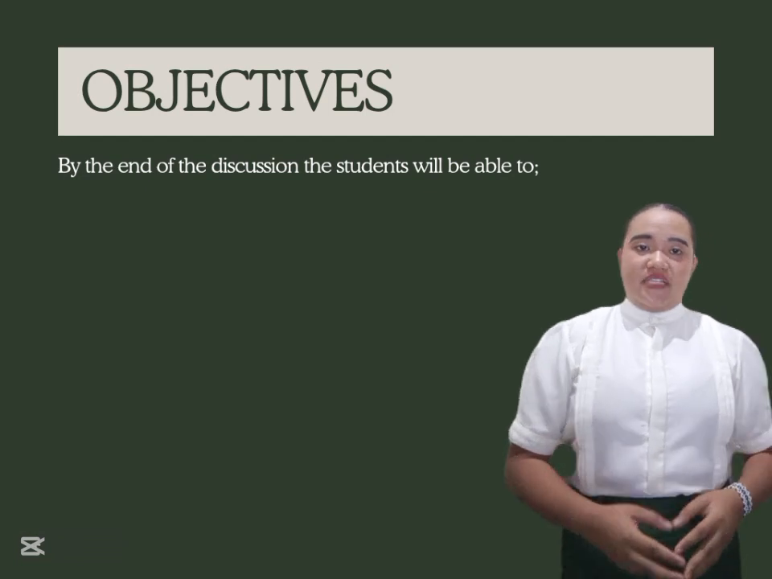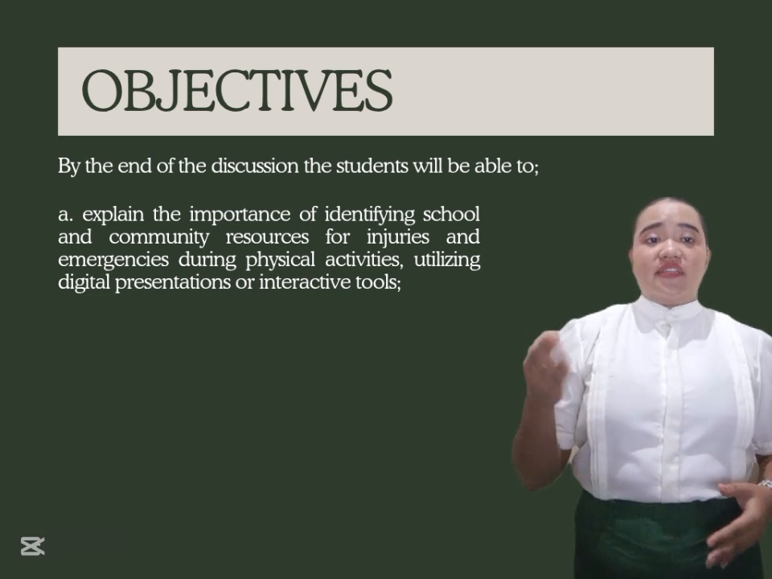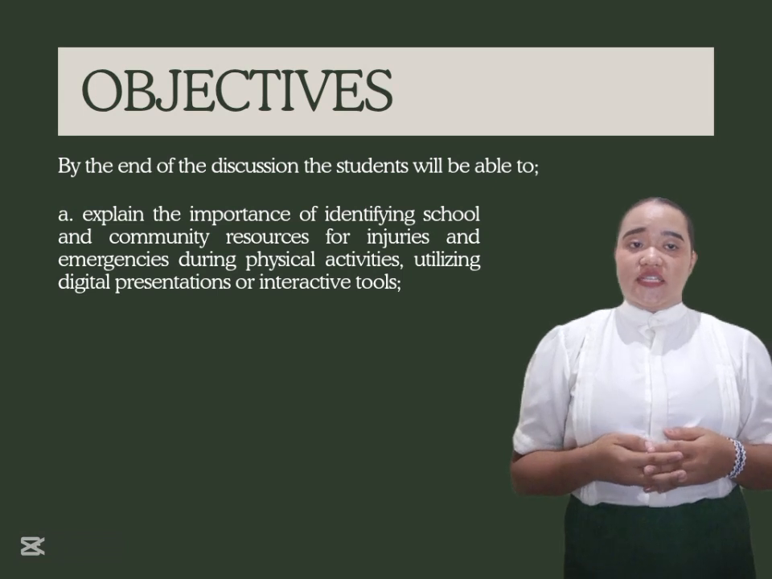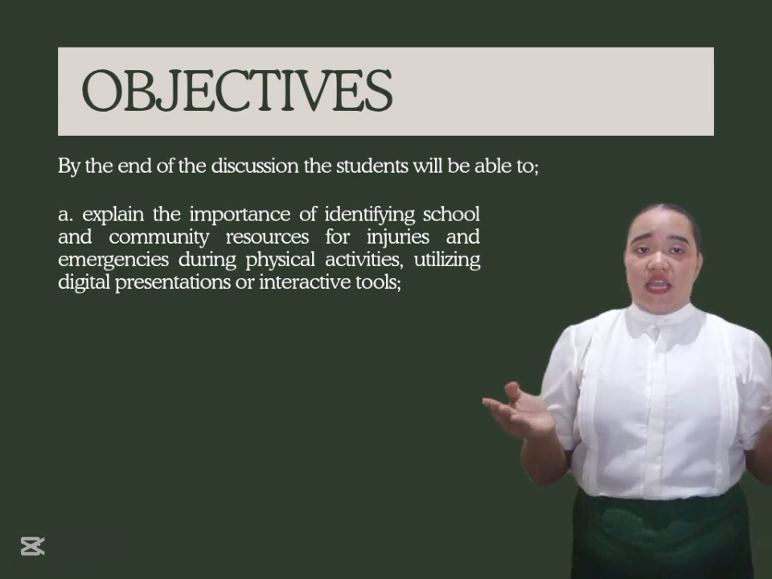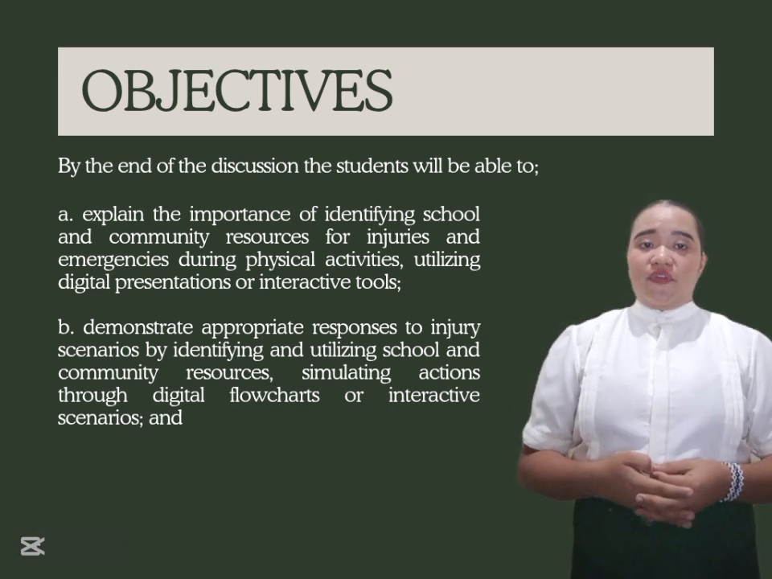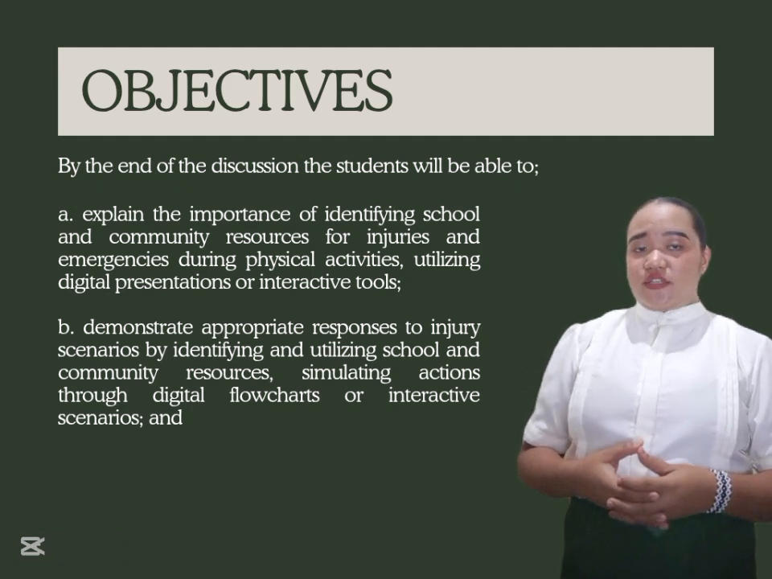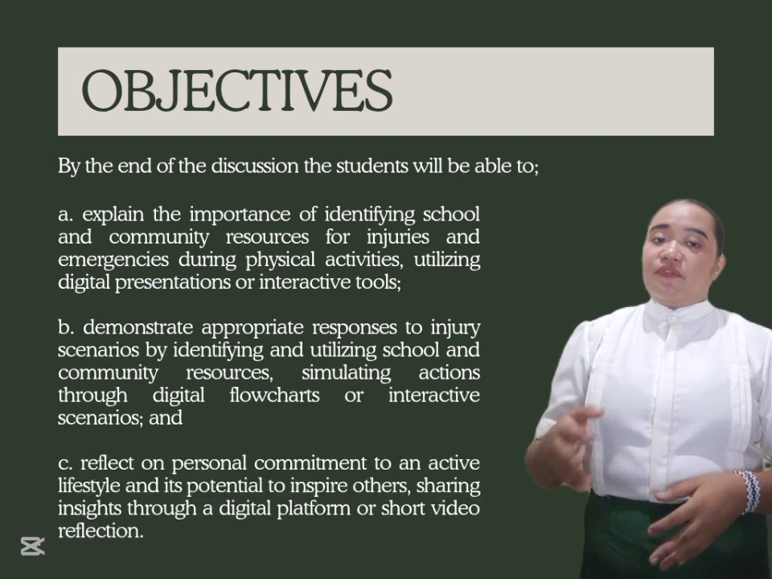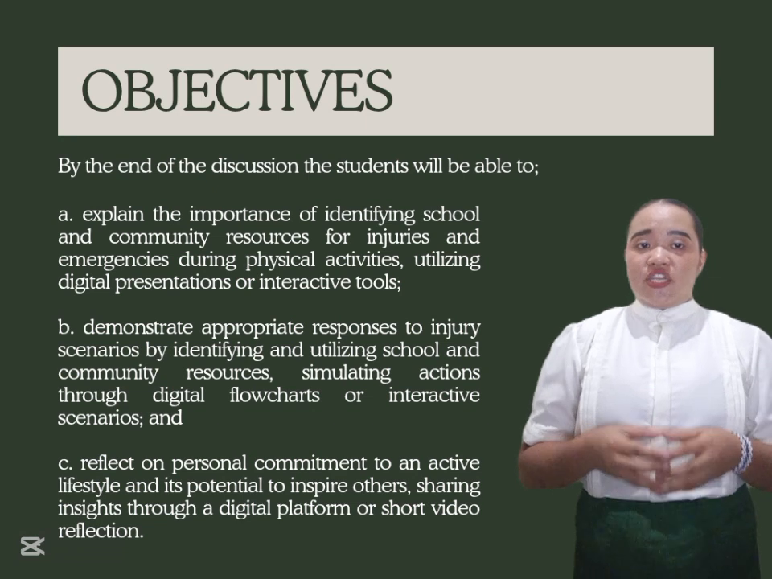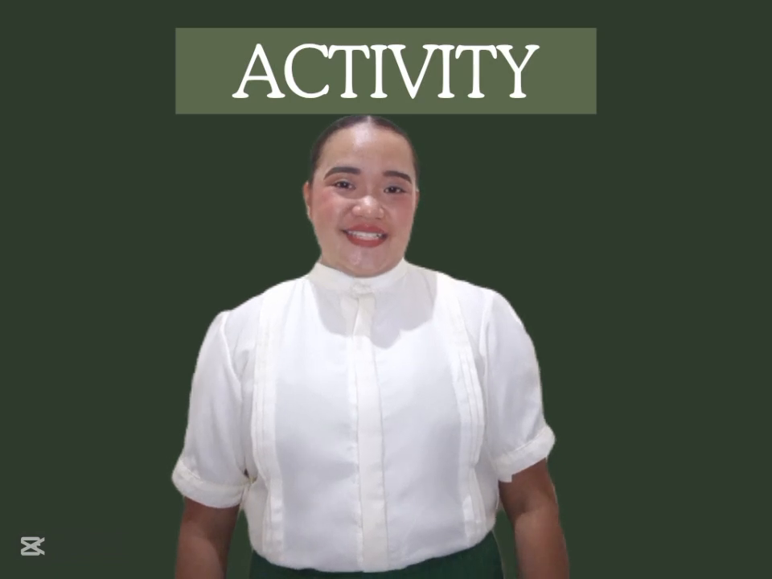Our objectives for today's discussion: at the end of the lesson, the students are expected to explain the importance of identifying school and community resources for injuries and emergencies during physical activities, utilizing digital presentation or interactive tools. Next is to design appropriate responses to injury scenarios by identifying and utilizing school and community resources, simulating actions through digital flowcharts or interactive scenarios. Next is to reflect on personal commitment to an active lifestyle and its potential to inspire others, sharing insights through infographics. Are you ready for our next activity?